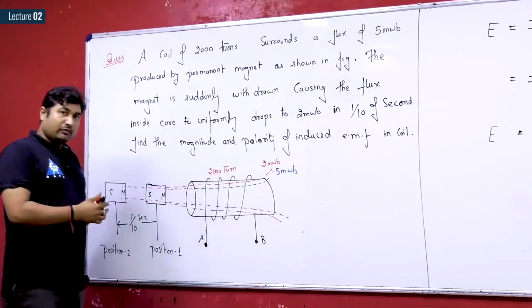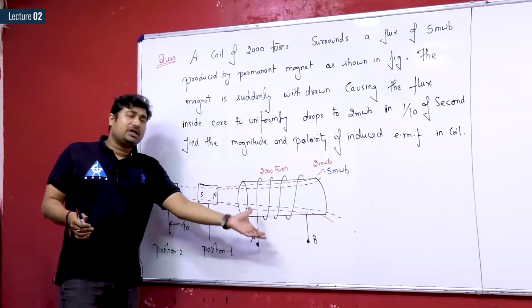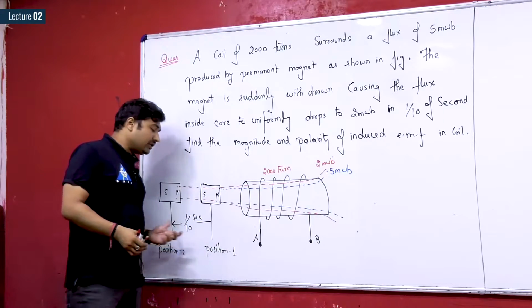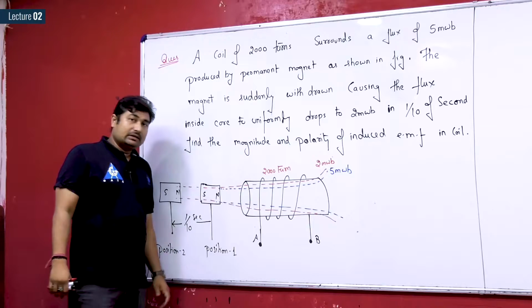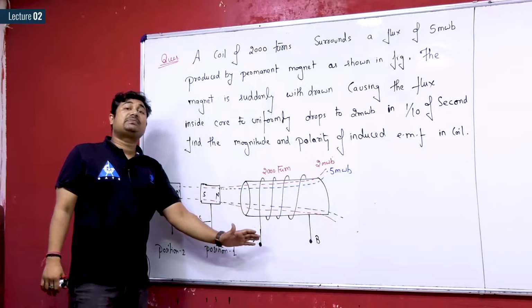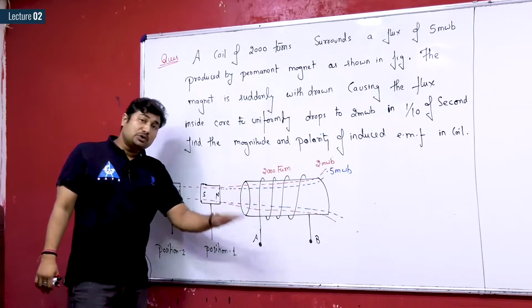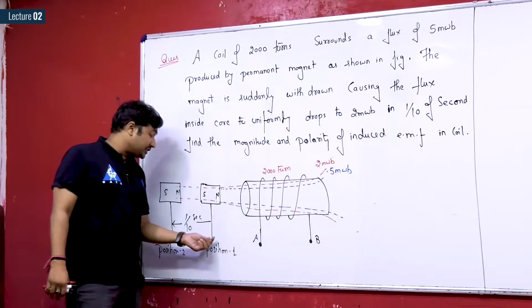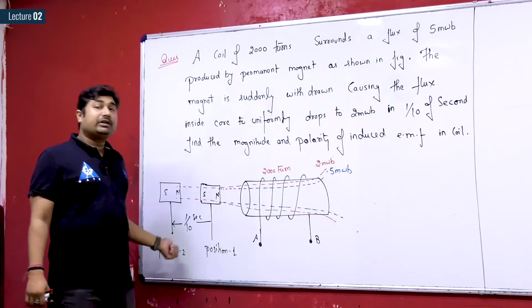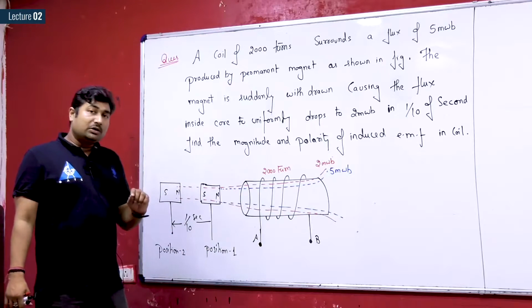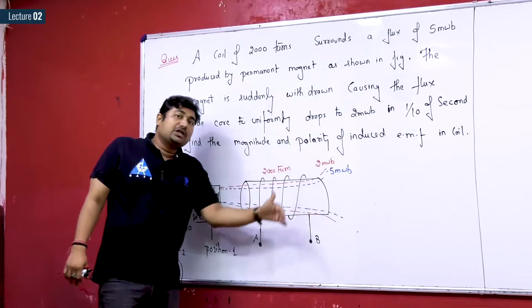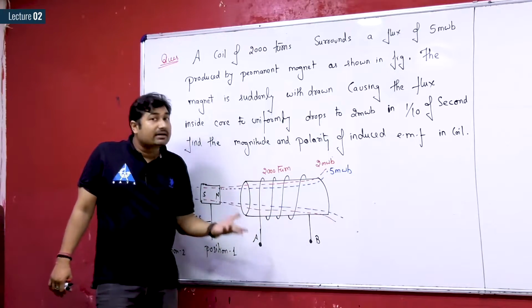So please observe, what is the cause of production of this induced EMF? The shifting of the magnet from position 1 to position 2. The polarity of induced EMF must be such that if it is allowed to cause a current, then the current so produced must oppose this shifting of the magnet from position 1 to position 2. We all know that if current flows through the wire wound over the core, then the core will act as a magnet.